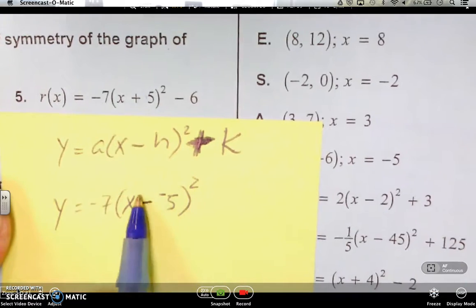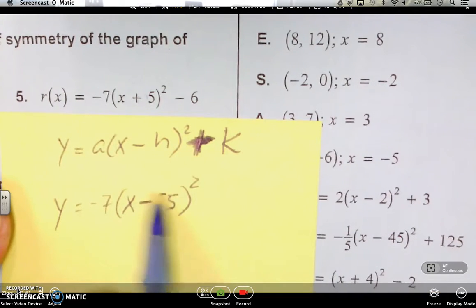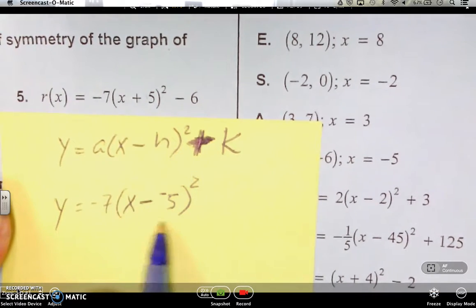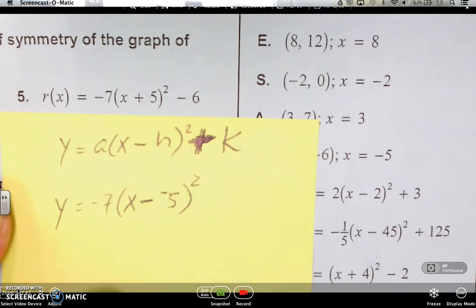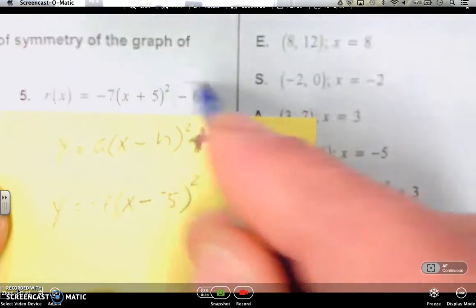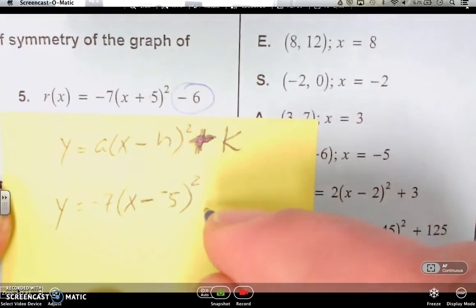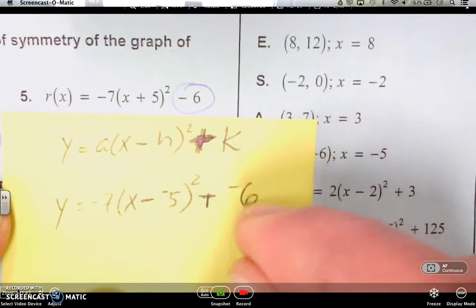See if you agree with that. The minus negative 5 is the same as having plus 5. So minus a negative 5 seems weird that we'd write it like that, but it will make sense. Same thing with the minus 6. We should write it as plus k, so I'm going to put plus a negative 6.